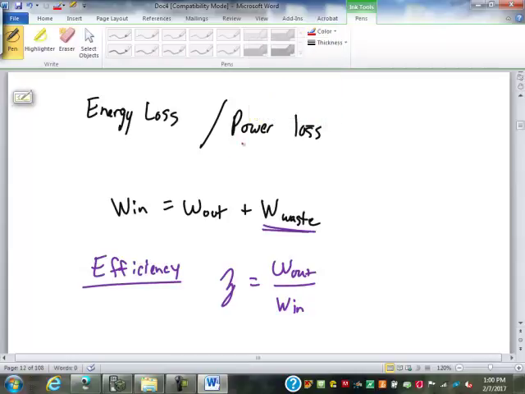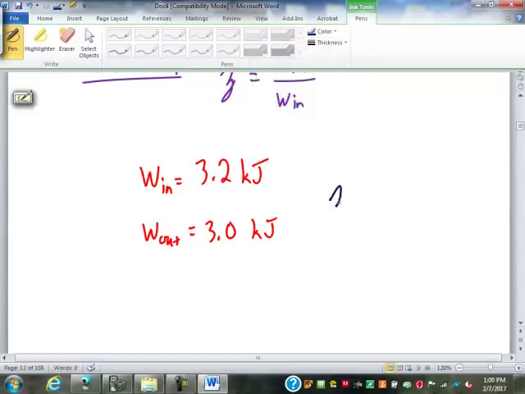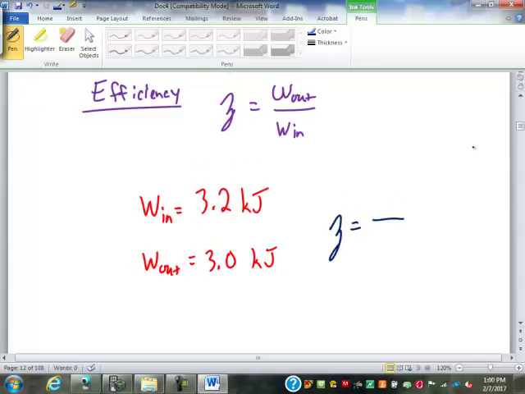So let's say we have a system that has 3.2 kilojoules of work put in, and the work that comes out of the system, or the useful work that comes out, is 3.0 kilojoules. That would make the efficiency of that system, which number is going to go on top? Well, the work out goes on top. That's the 3.0.